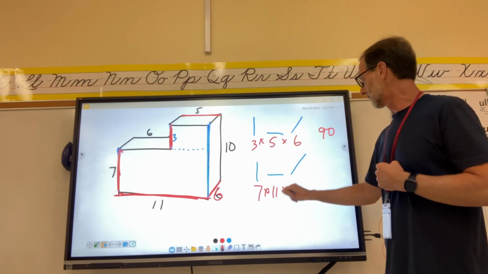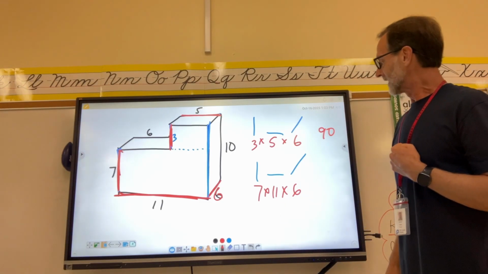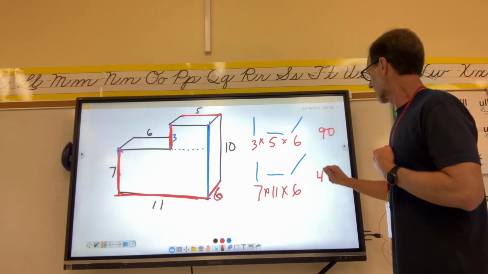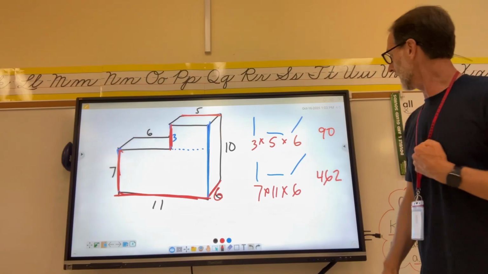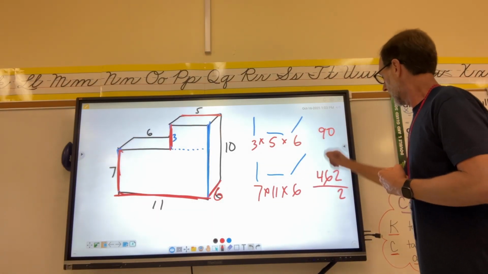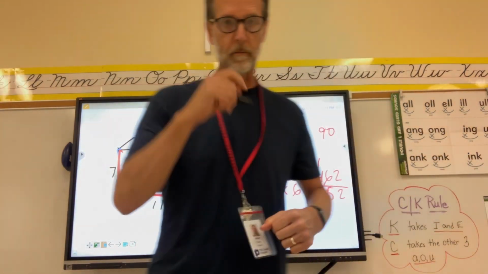And 77 times 6, oh, way to go, Mr. Carey. Give yourself an easy one, why don't you? Let's see, 77 times 6 is 462, okay? So now I need to add those, right? And I'm going to get 552 for my total volume, okay?